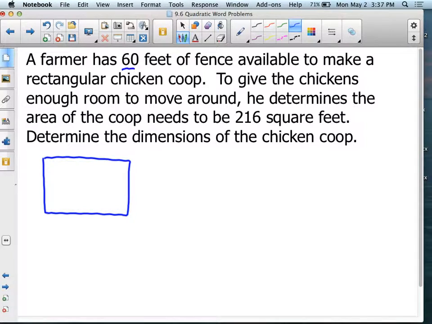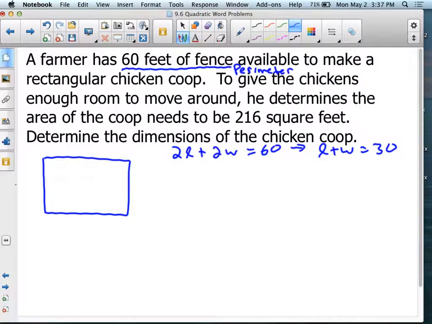So when I see this 60 feet of fence, I think that's the perimeter. My perimeter all the way around has to be 60 feet. So would it make sense then that if you add up 2 sides, because the whole perimeter is 2 lengths and 2 widths, and we want that to be 60, wouldn't it make sense that the length plus the width had to be 30? So we got to make 30 feet totaling 2 sides.